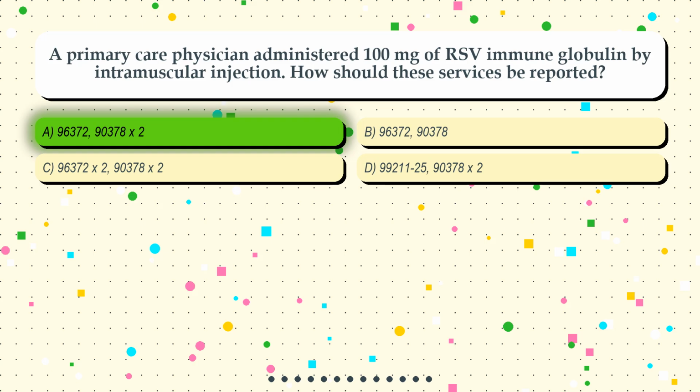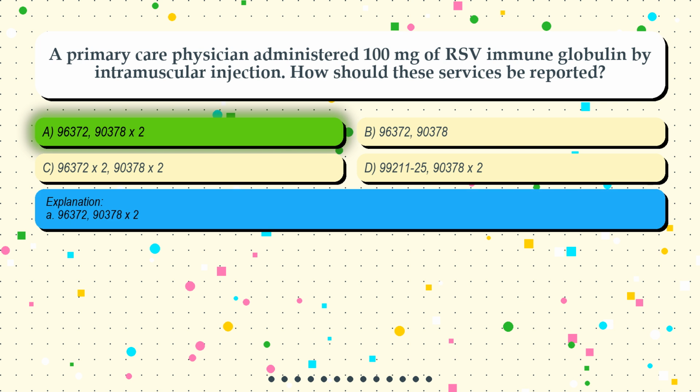The correct answer is option A: 96372, 90378 x 2. A: 96372, 90378 x 2.